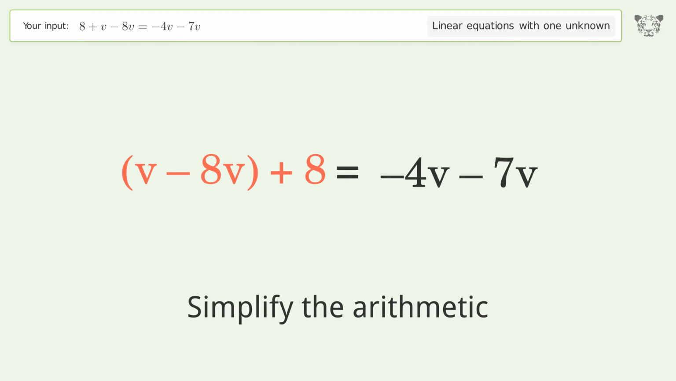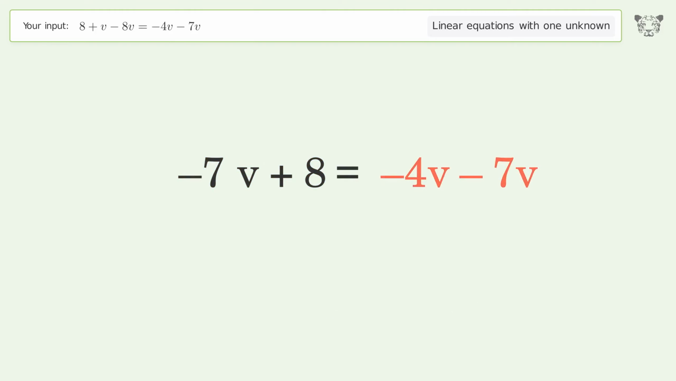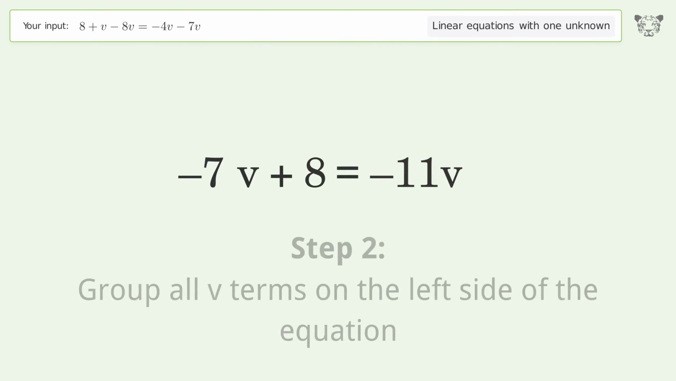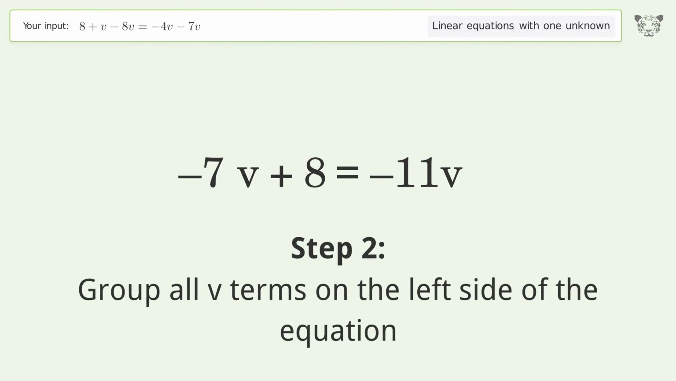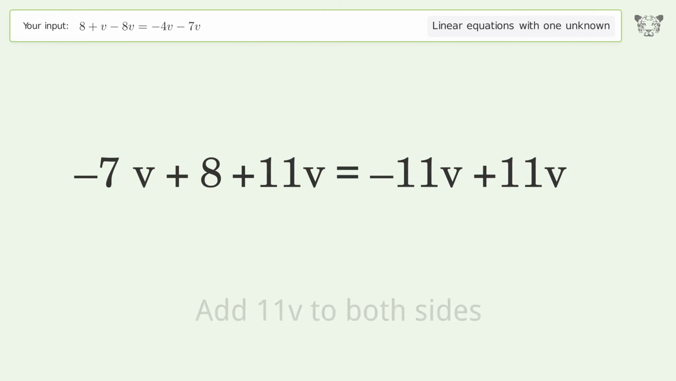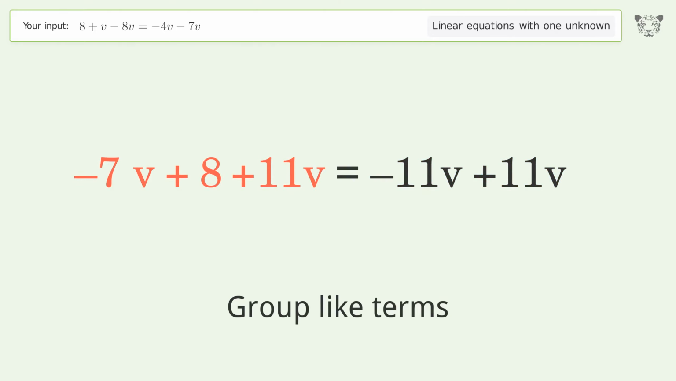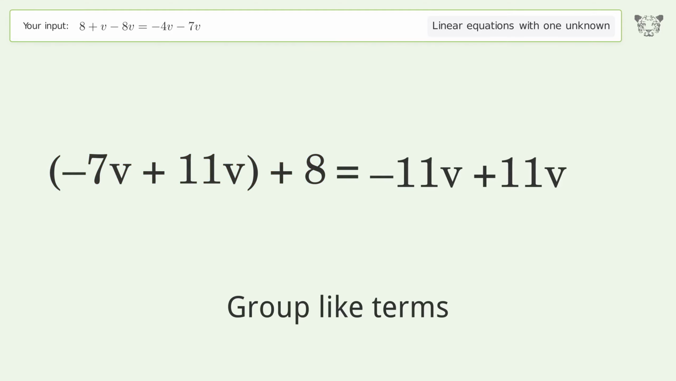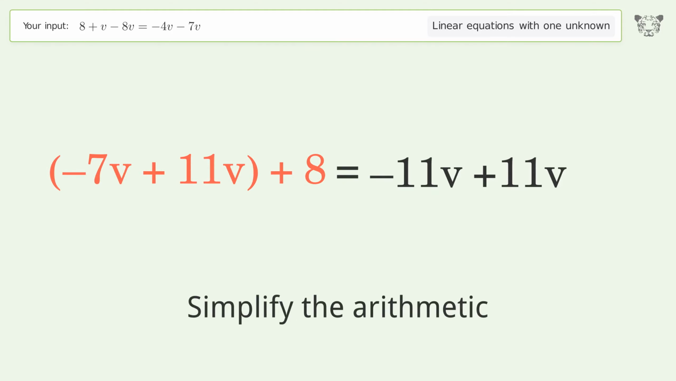Simplify the arithmetic. Group all v terms on the left side of the equation. Add 11v to both sides. Group like terms. Simplify the arithmetic.